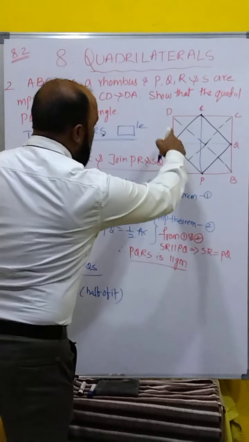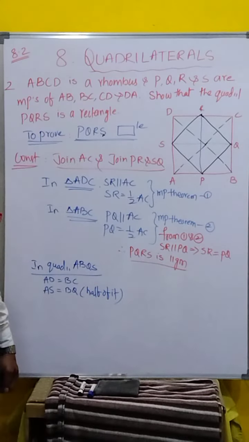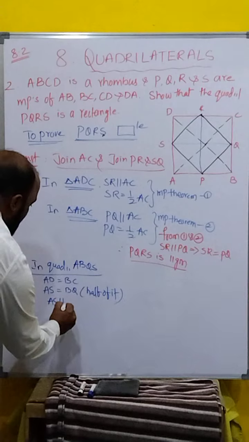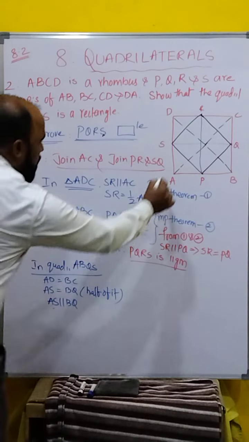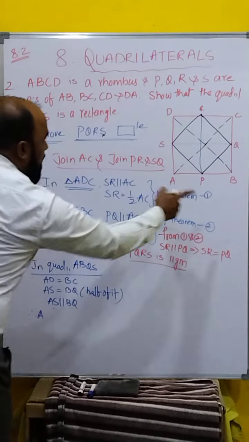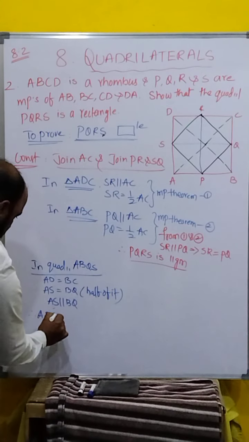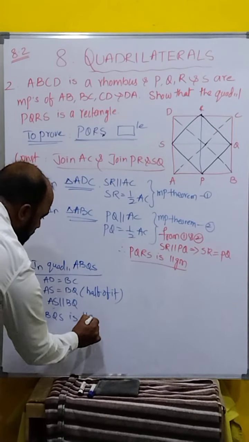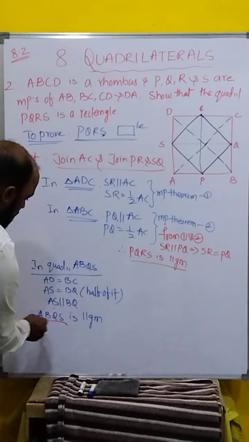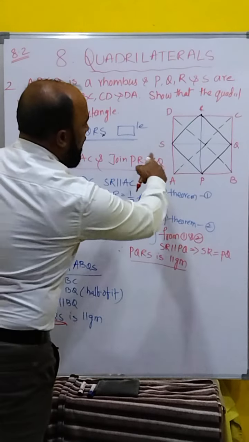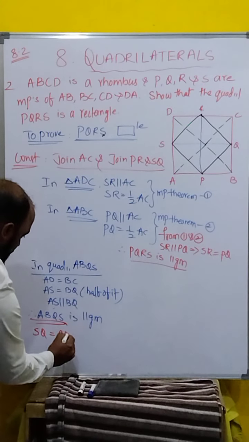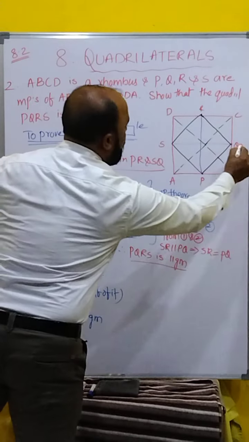Then according to this, these two are parallel and equal, so it is a parallelogram. Therefore, let's write here: AS is parallel to BQ and AS is equal to BQ. Therefore ABQS is a parallelogram. Clear, children? ABQS is a parallelogram. That is completed now. Then according to the parallelogram, SQ is equal to AB. Clear? SQ is equal to AB.